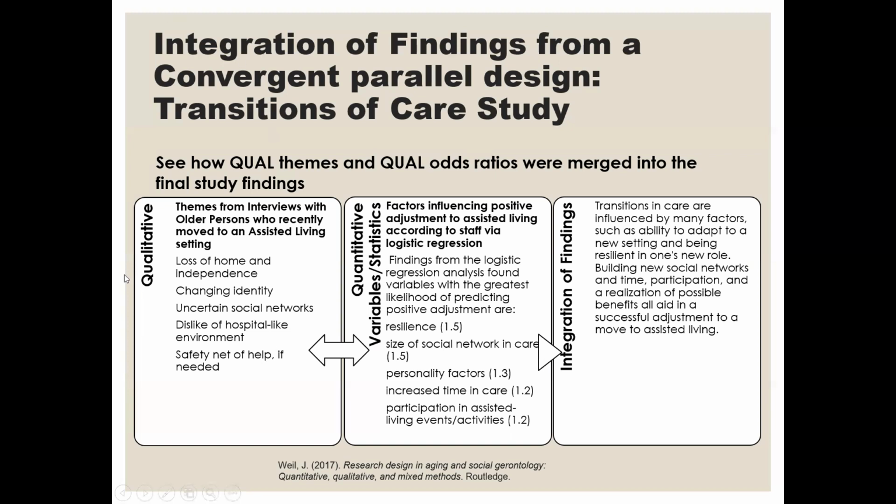So what you see is we're taking the best of both worlds, and this should read quant, right? Quantitative odds ratio, qualitative themes together give us a holistic way of looking at what are the factors or barriers that help people successfully adapt to moving into assisted living.